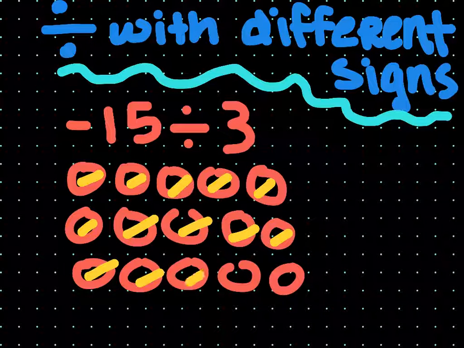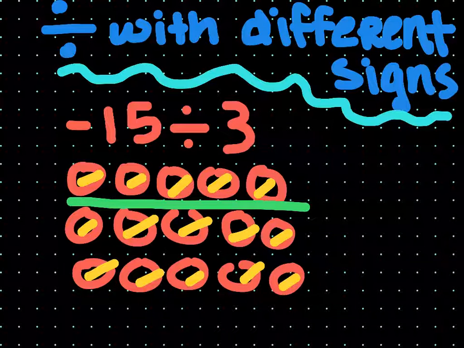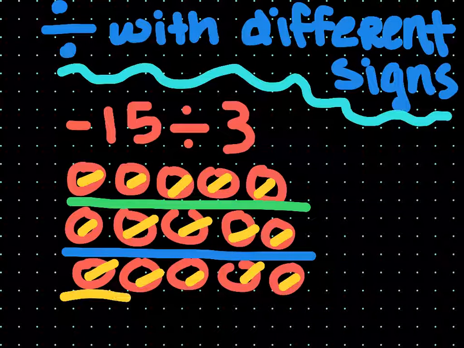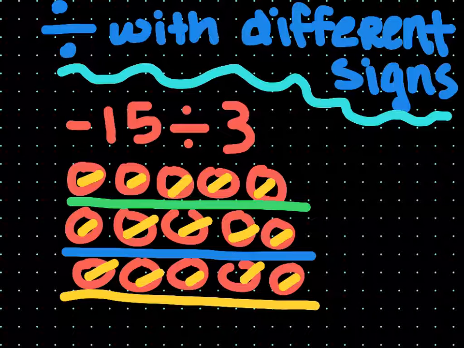And then we want to divide them into 3. Basically what they want you to do is put these negative 15 counters into 3 groups. So that's one group here, another group here, and finally another group here. So we have 3 groups. Now, what they want us to do is take those counters, divide them into 3 groups, and then they want to know how many counters are in each group.